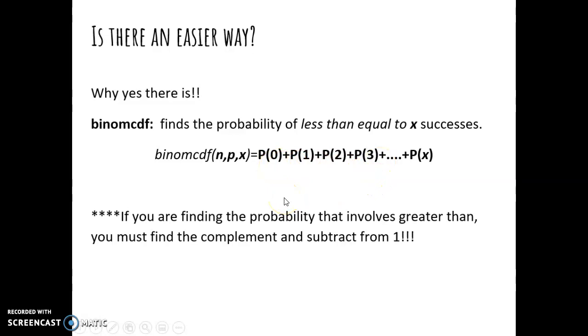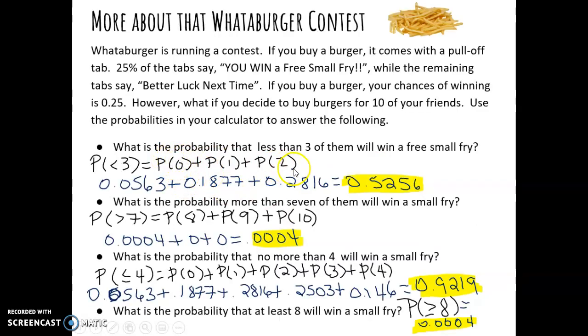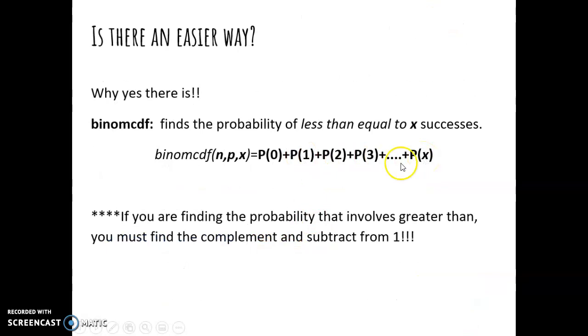Now, if you will recall, that would work for less than 3 and no more than 4, but it wouldn't work for more than 7, when we have to add the probabilities of 8, 9, and 10 together, because this function starts at 0 and goes up. So in order for us to do 8, 9, and 10, what you have to do is find the complement of that. If we want to find the probability that it is 8 or more, you would find the complement.